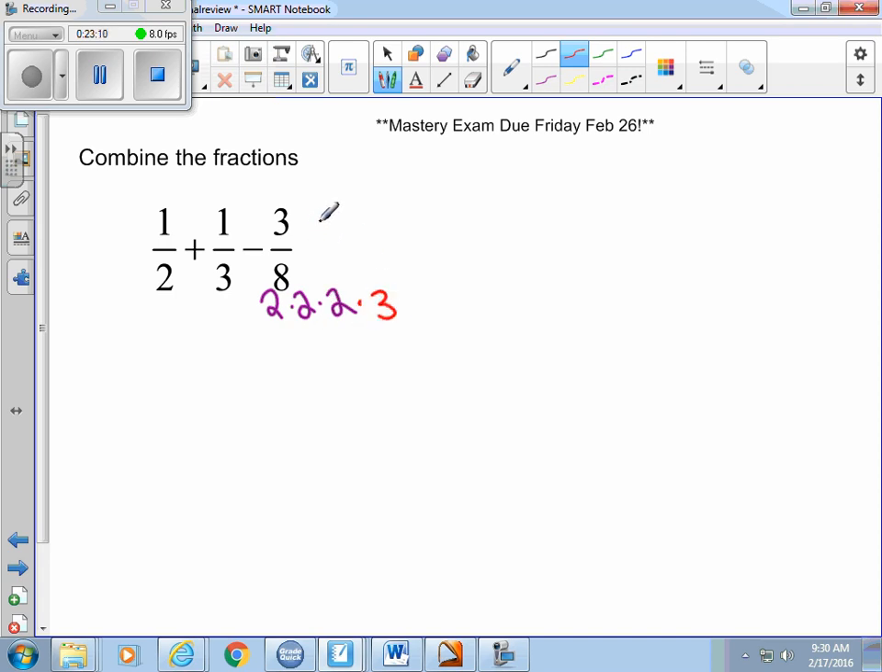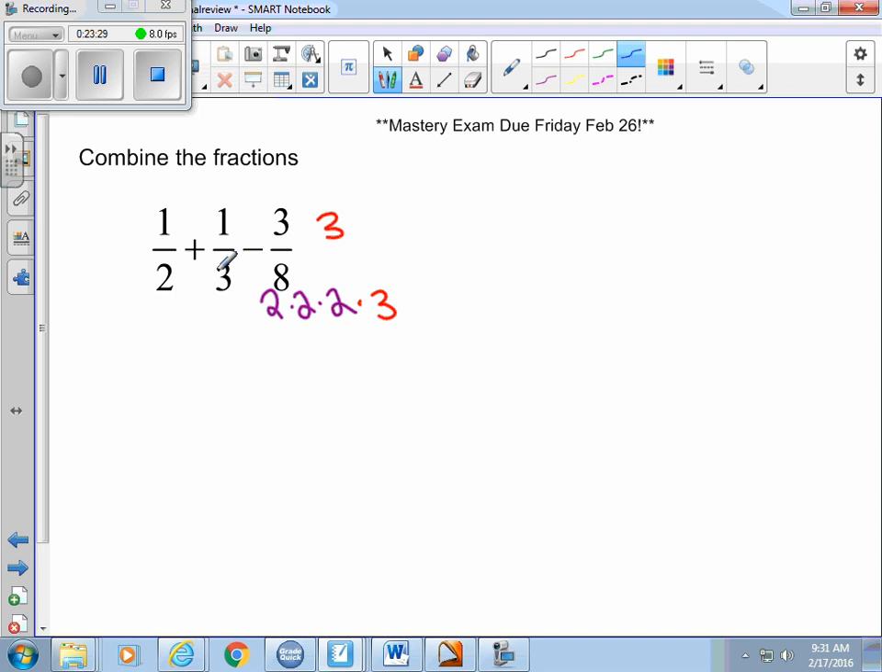So I'm going to put a 3 on top and bottom. Why would I put it on top and bottom? Whatever I do to the bottom, I have to do the top, otherwise I change its personality, right? I change who it is. So I have to multiply by the 3 on top and bottom.